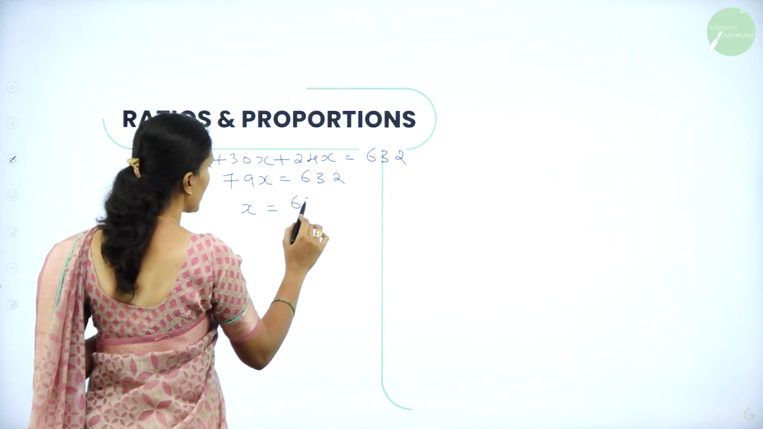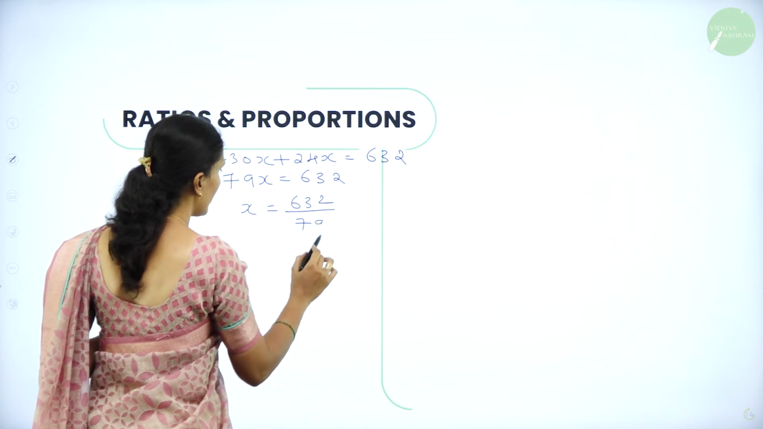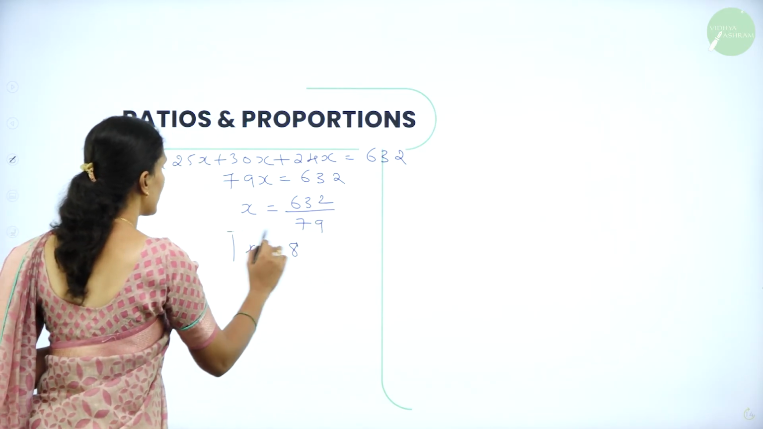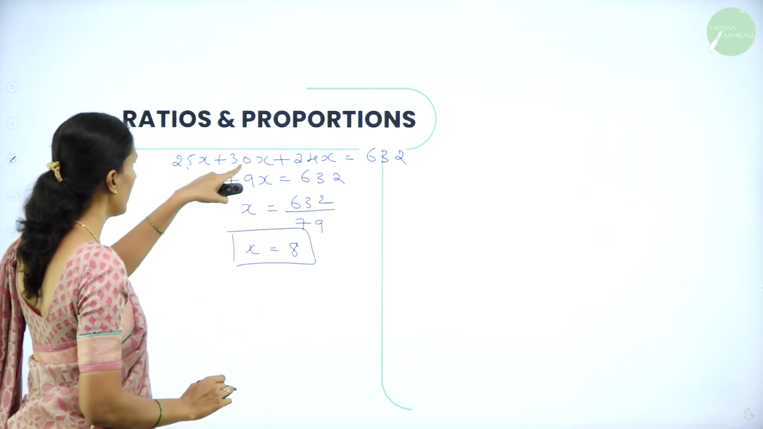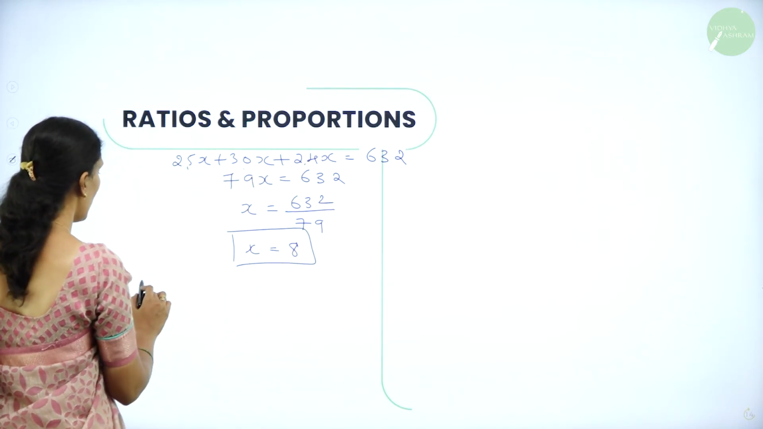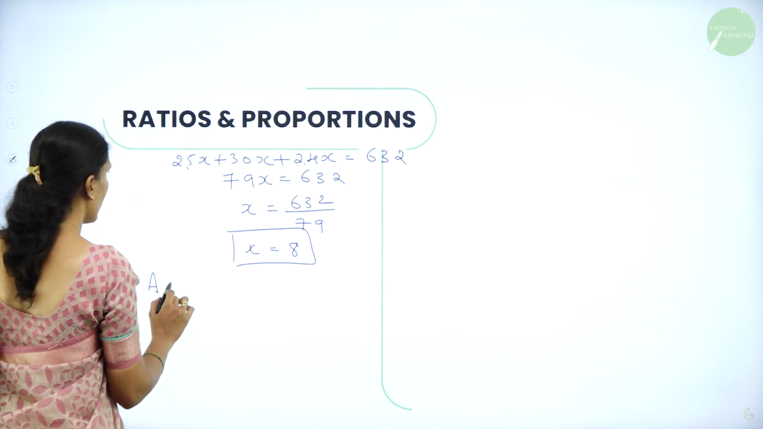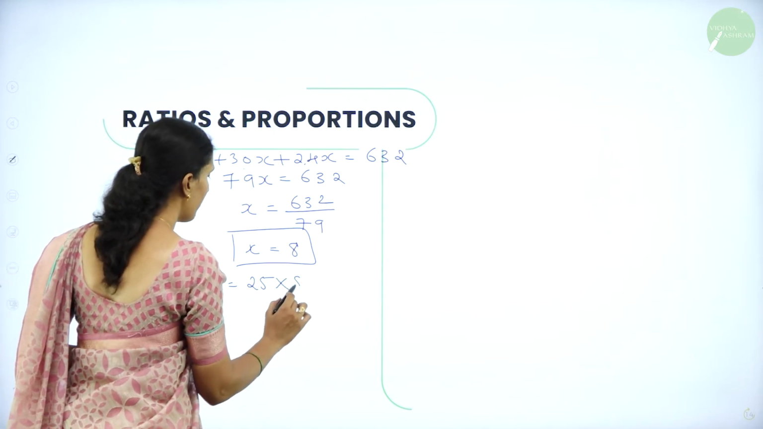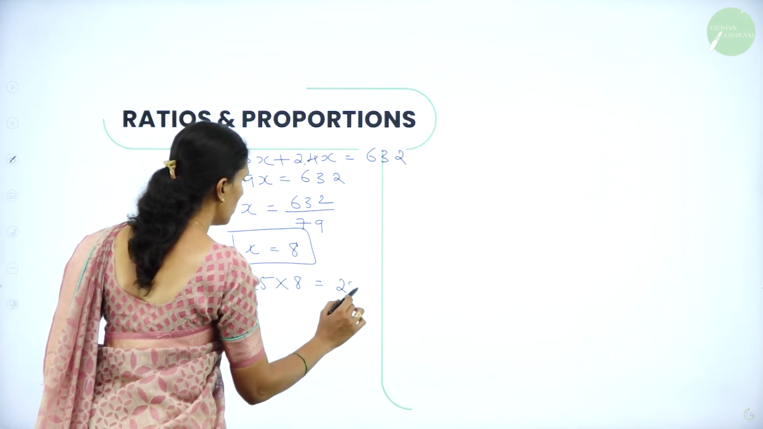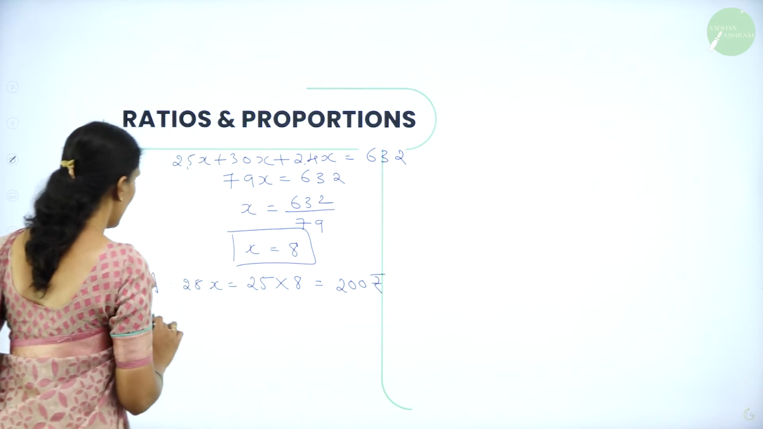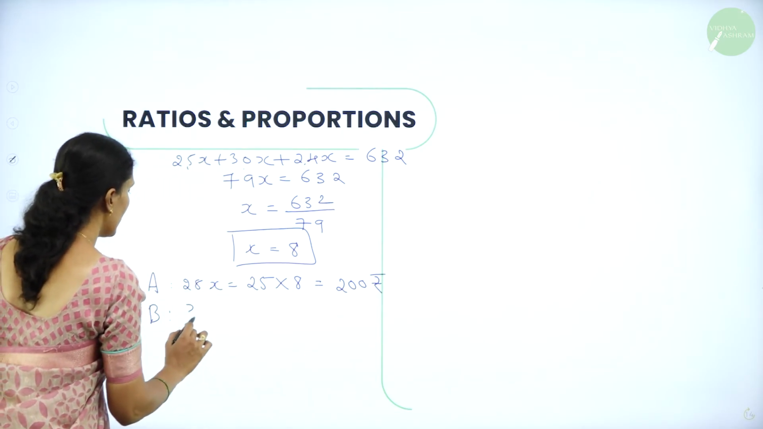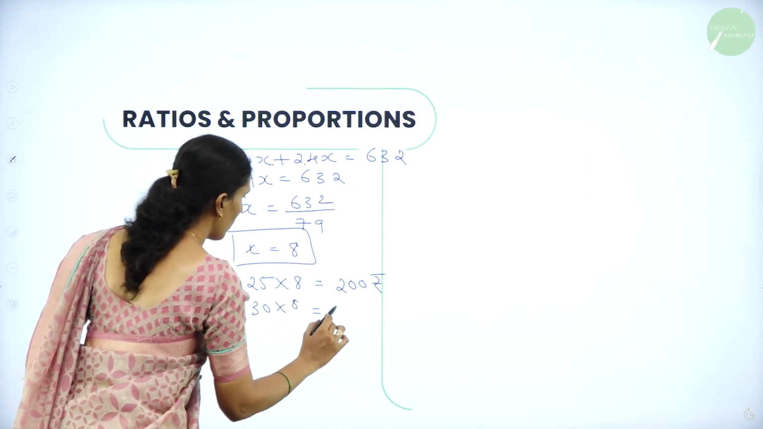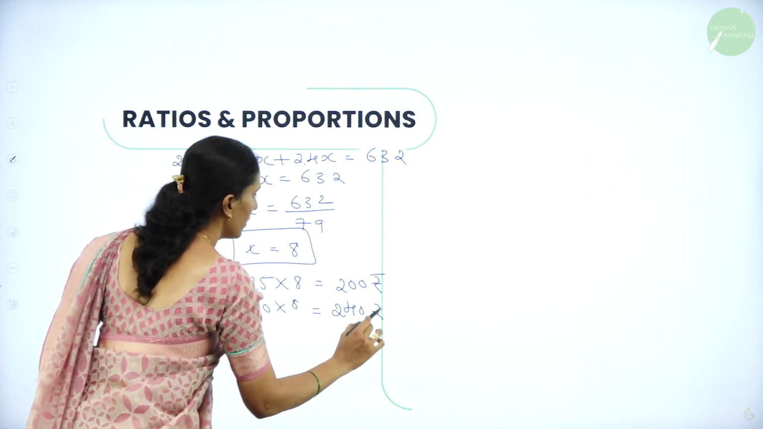X is equal to 632 divided by 79. X is equal to 8 you will get. So you got x is equal to 8. Now you can find A, B as well as C. So therefore A is 25x, which is 25 into 8 is equal to 200 rupees. Next B is 30x, which is 30 into 8, that is equal to 240 rupees.